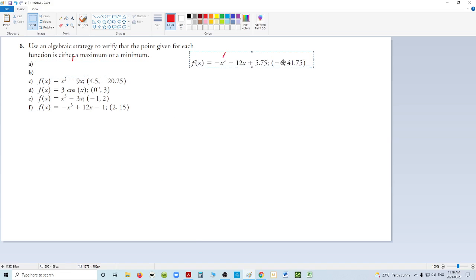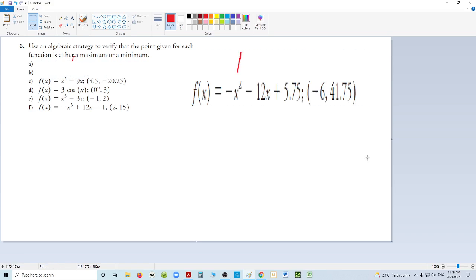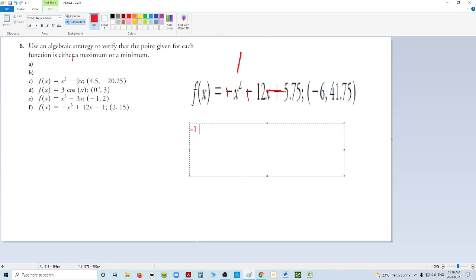I might have to stop after this one and do a part 2. So when I take out the minus, all the signs change. So I get plus, plus, and minus. So that means I'm dealing with a minus 1 out front, and then an x squared, my plus 12x, minus 5.75. Now, this is a tricky one.